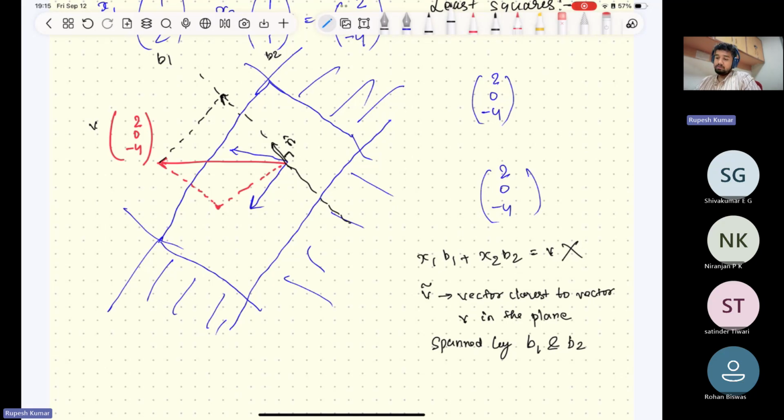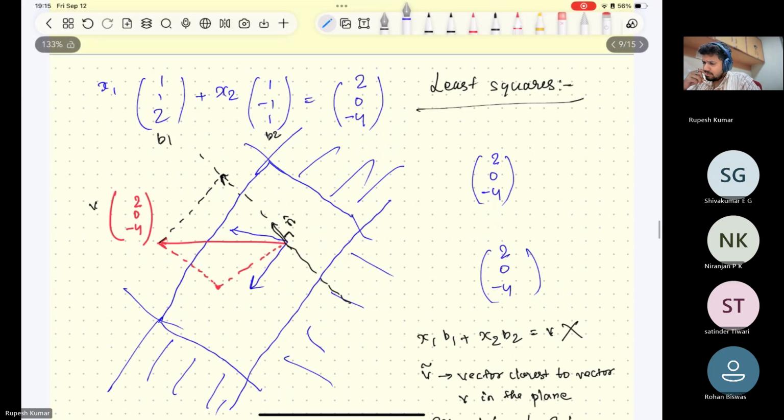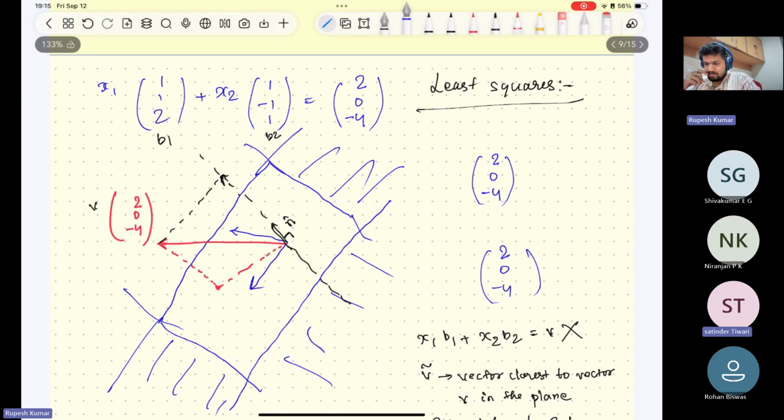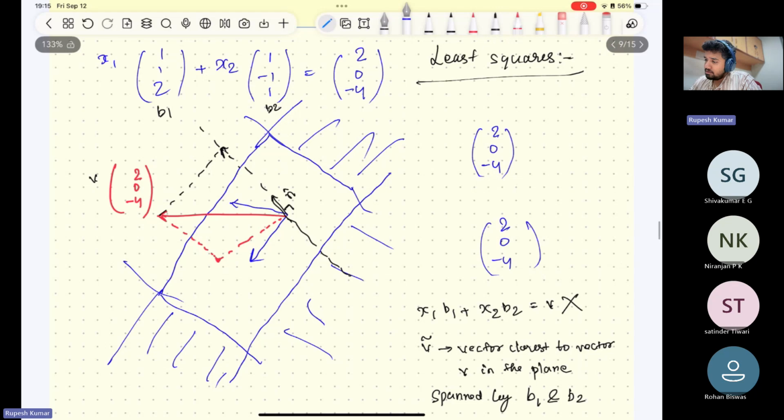So what will be that vector? Everyone, do you know that vector? Can anyone identify that vector for me? A cross product of this 1, 1, 2 and 1, minus 1, 1, we'll get the normal vector, and then we'll take the projection. So the projection is the answer, right? This is the vector that lies in the plane and is closest to the vector V.